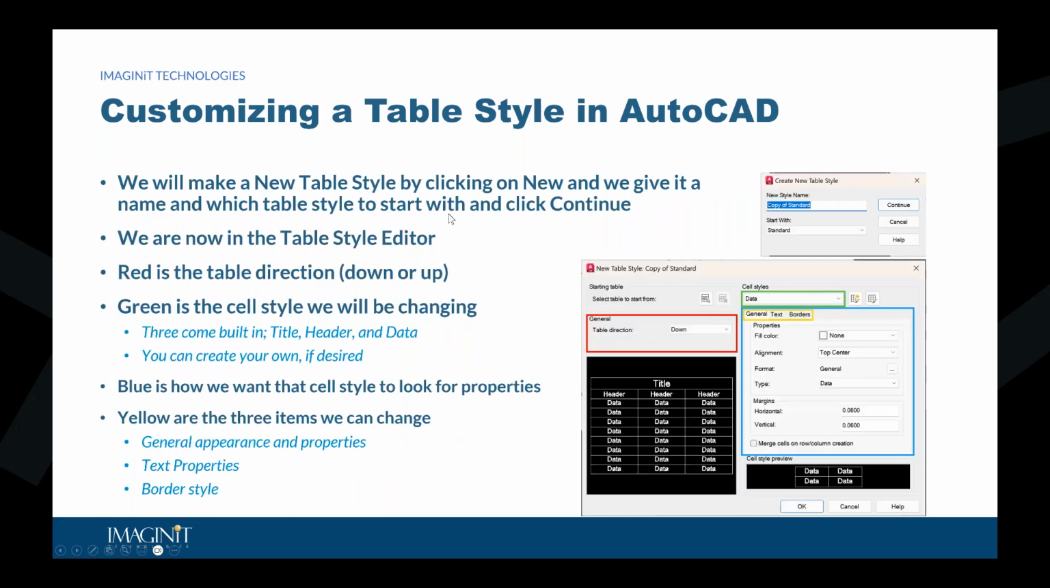So we'll make a new table style by clicking on new. We'll give it a name and we'll tell which table style to start with. So typically we start with standard and hit continue, and we'll give it a new name. And so now we're in the table style editor. The red is the table direction, up or down.